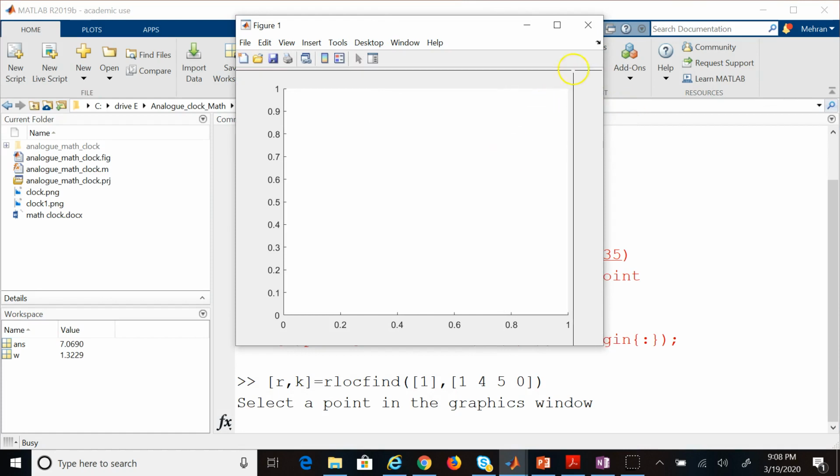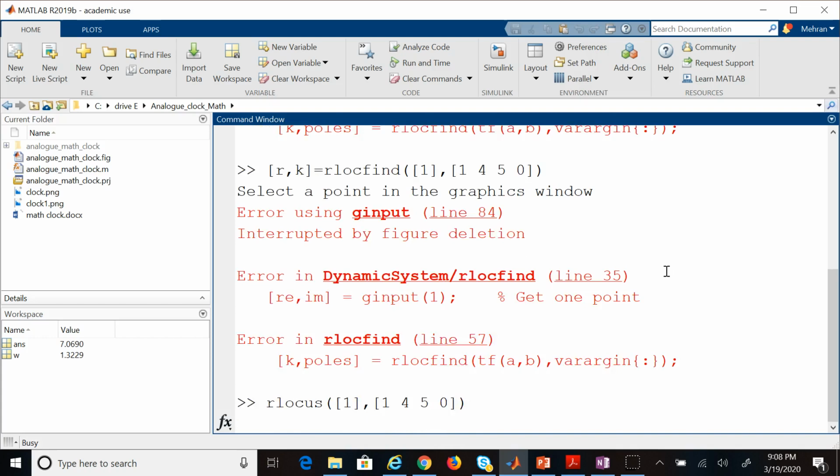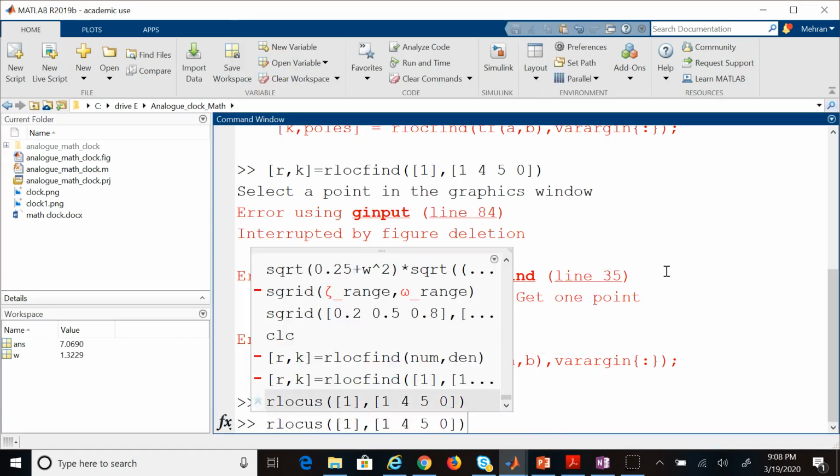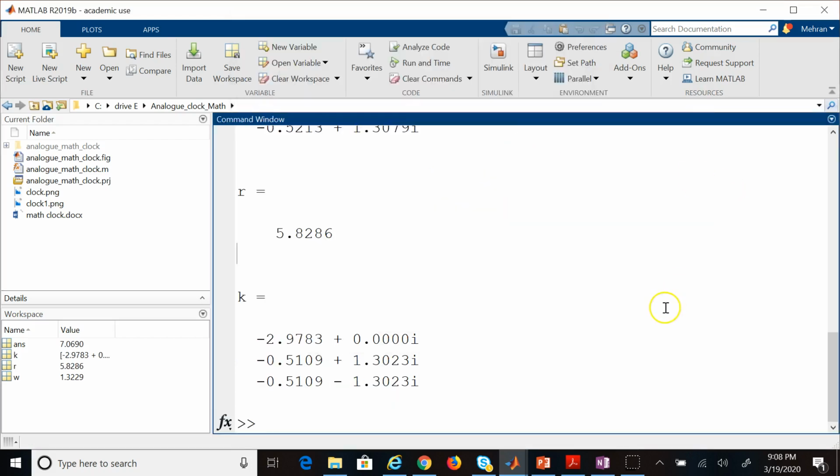It does not show it. Ideally it should draw it and let you choose a point, but apparently it doesn't. So I assume you have to first do rlocus to have that graphic, and then use the command rlocfind so that you can click on an actual point. So here you see I can click anywhere that I want. Of course, I need to know where I should click.